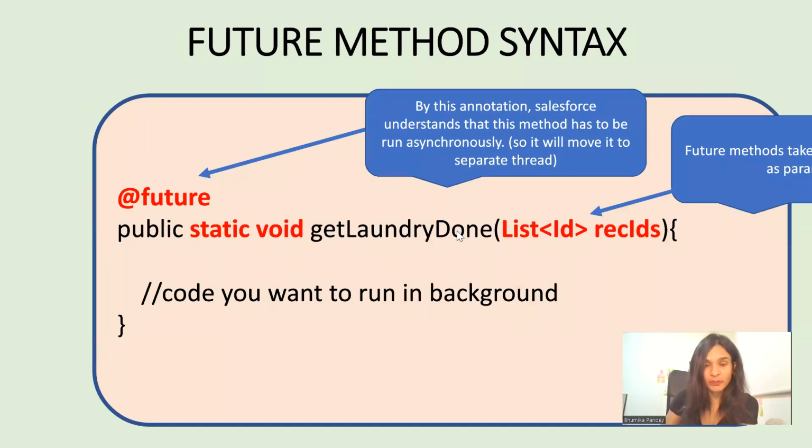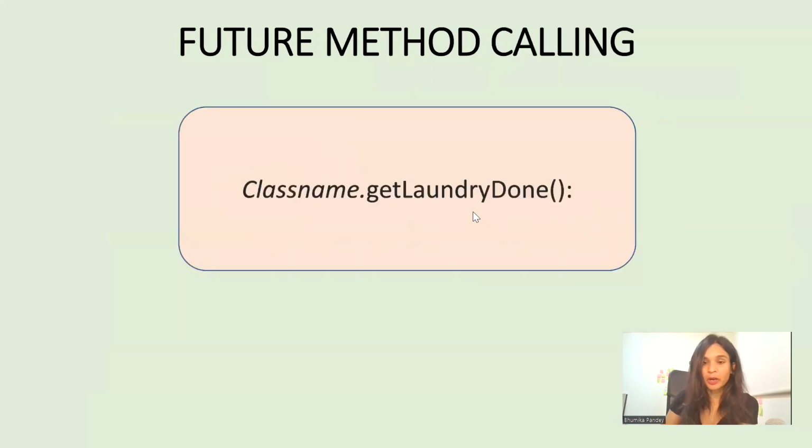Now I want to call this method somewhere, right? So how will I call it? Whatever Apex class I have defined, and in whatever class I have kept this method, if I have to call this method, then I have to give the class name dot this method name, and that's it, because this is static, and that is how you can call any static method, okay? So class name dot method name, okay? That is point number 2.